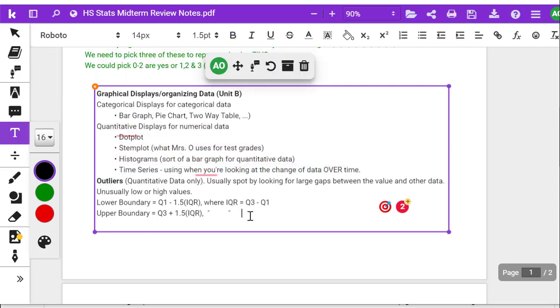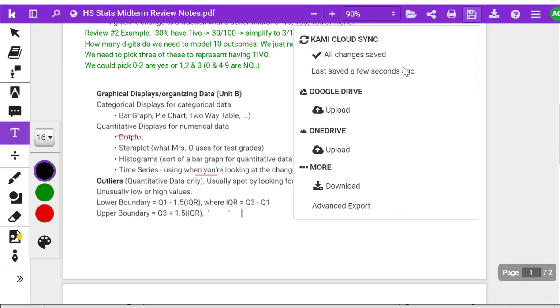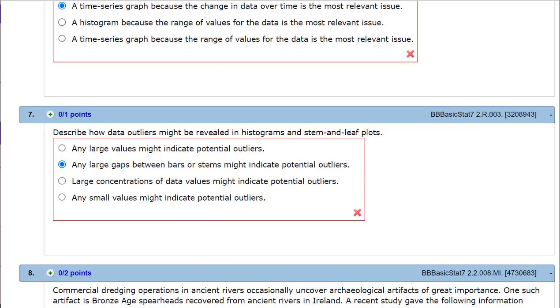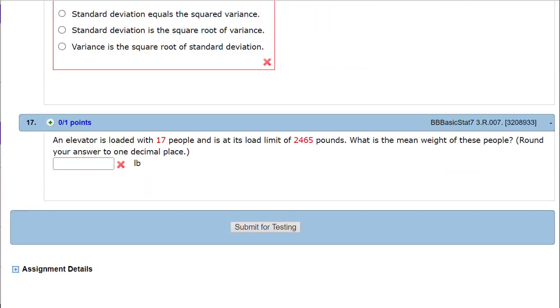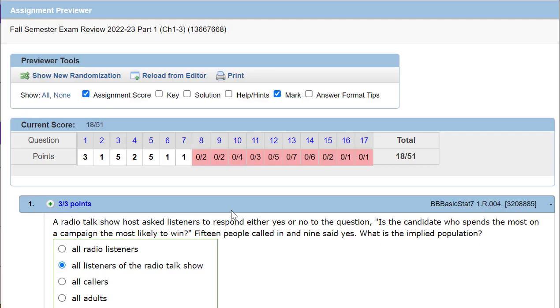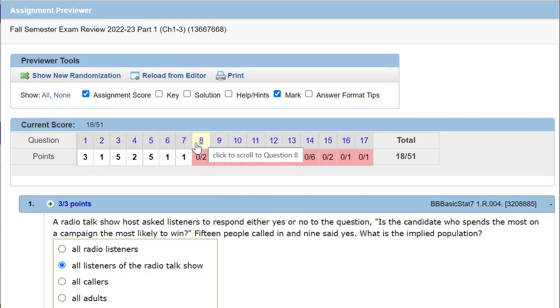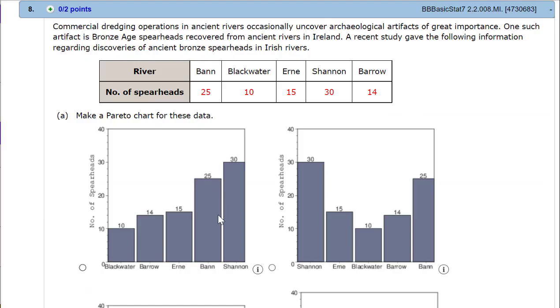All right, and this is how you mathematically calculate it. So let me go ahead and save while I'm thinking about it. Oh, good, all changes saved. So let's go ahead and check our last two questions, 6 and 7. We have 10 questions left. You're probably going, oh, but look, we've done 18 out of 51. We're like a third of the way through. So let's go to question 8. You can see I got those two right.